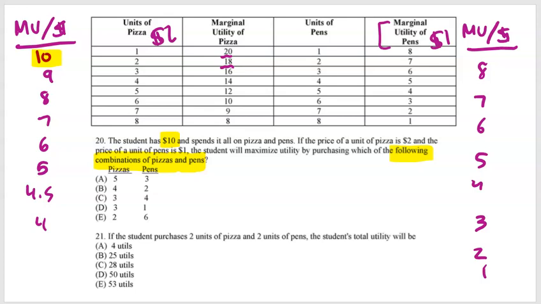Well, what are we going to consume next? We are going to consume that next slice of pizza, right? Because 9 is still greater than 8. So now we've spent $4. What are we going to consume next? Well, we're probably going to consume that third slice and then probably that next pen. So how much money have we spent right now?